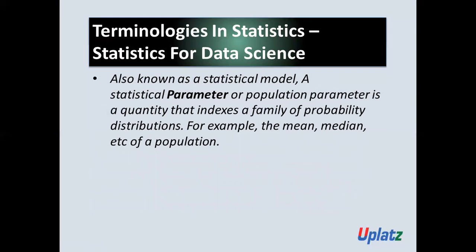Also known as a statistical model. A statistical parameter or a population parameter is a quantity that indexes a family of probability distribution. For example, the mean, median, etc. of a population. We will see the mean and median of the data in this session also. So these are some terminologies you should know in data science, the terminologies in statistics.